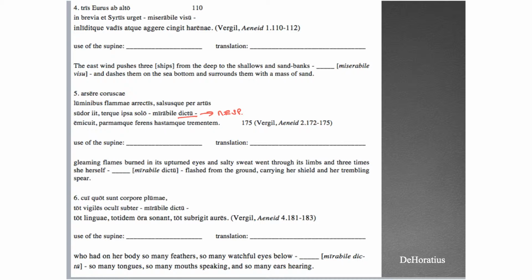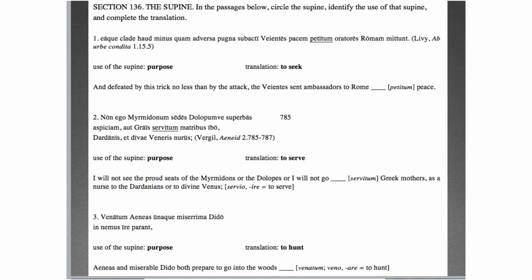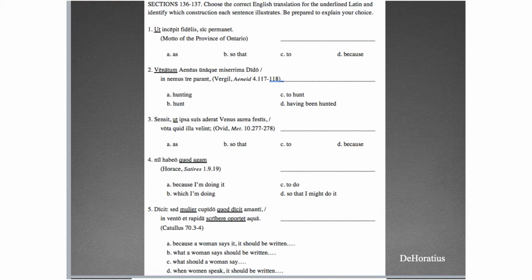All right, gleaming flames burned in its upturned eyes, and salty sweat went through its limbs, and three times she herself, mirabile dictu, all right, strange to say, or strange with respect to saying, flashed from the ground, carrying her shield and her trembling spear. All right, so here are the answers to the rest. Or some others, I should say.